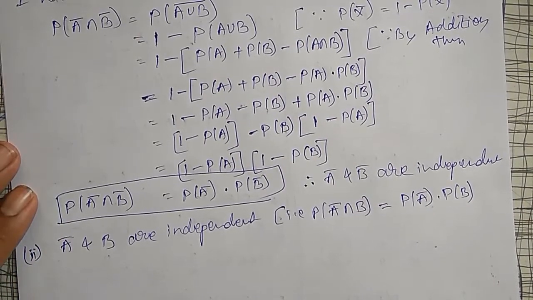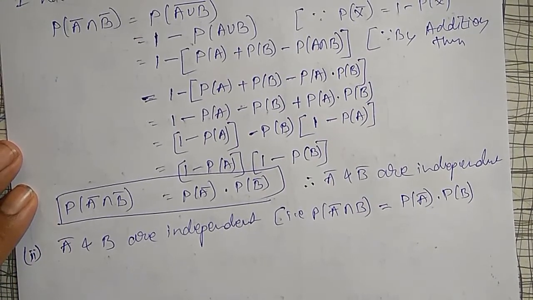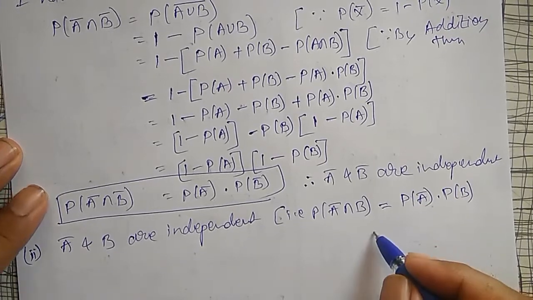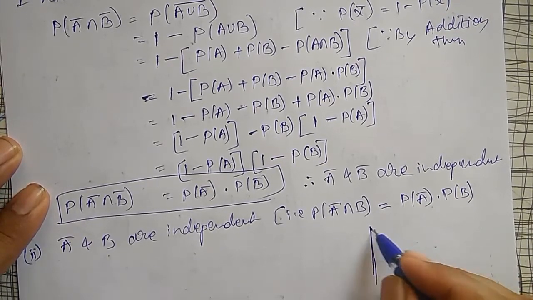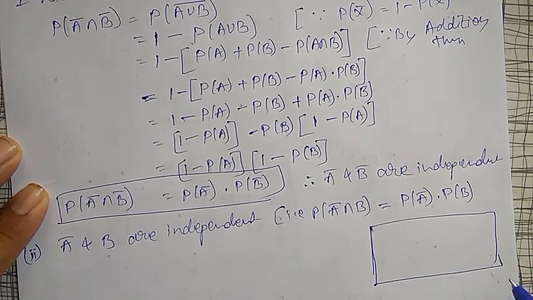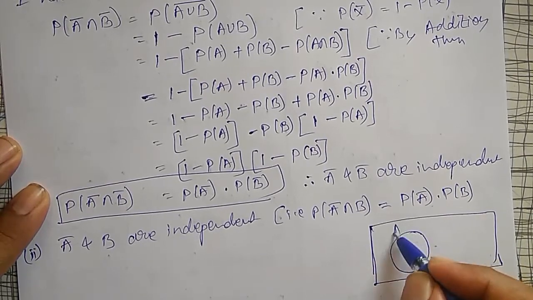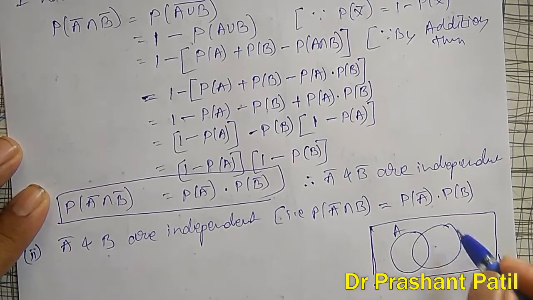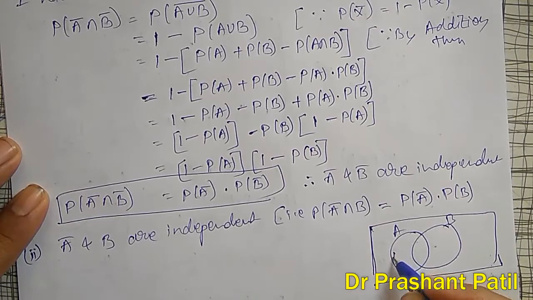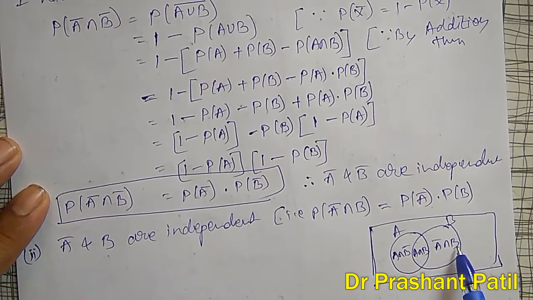For that, I will consider one simple Venn diagram, which I have already used many times. Once again, I will show you how to use it. This is set A, this is the sample space, this is set B. Then here A intersection B is this one. This one is A intersection B bar, and this is A bar intersection B. A bar intersection B is coming here.